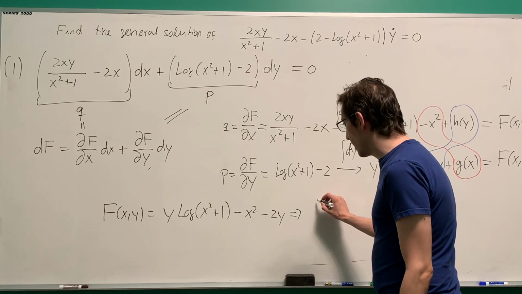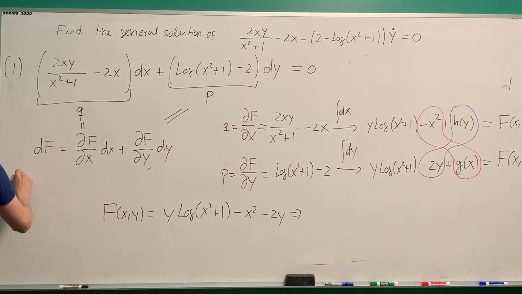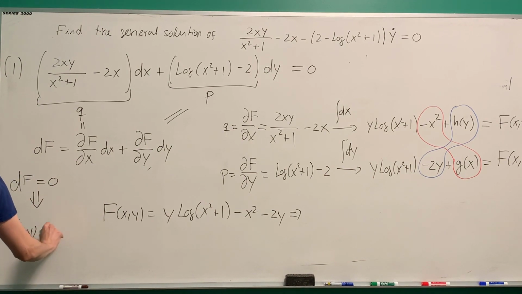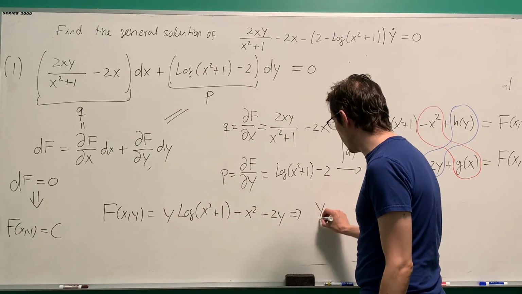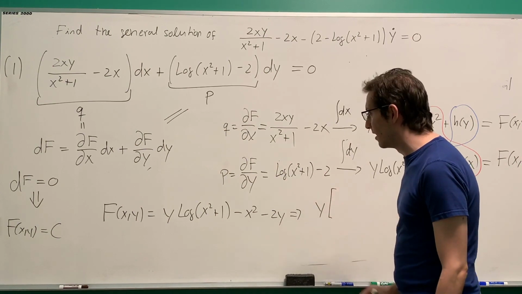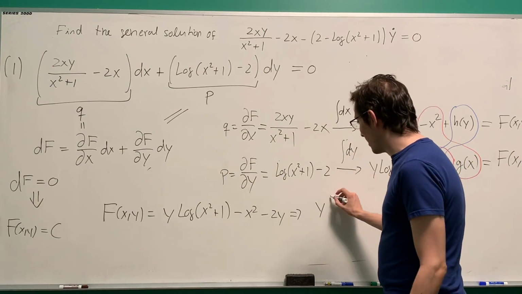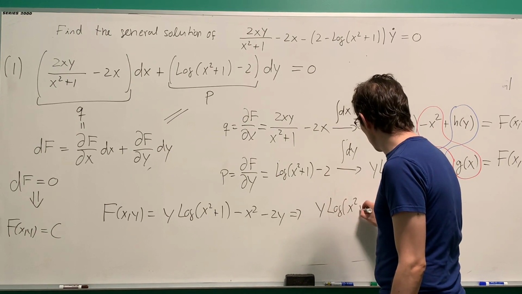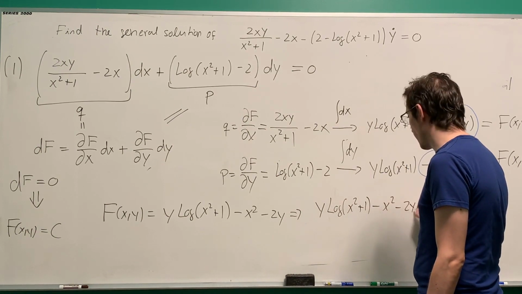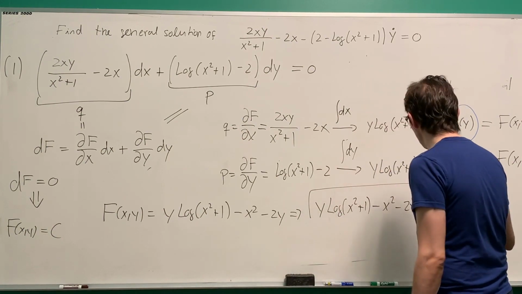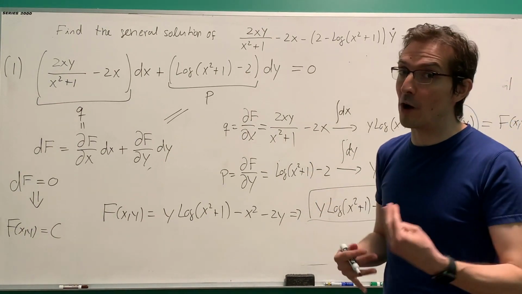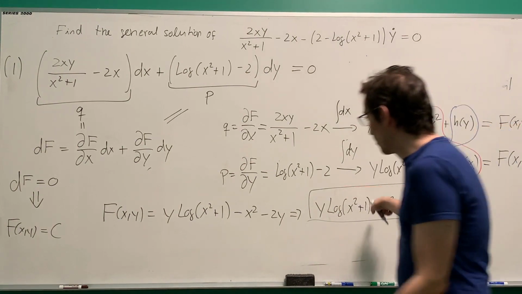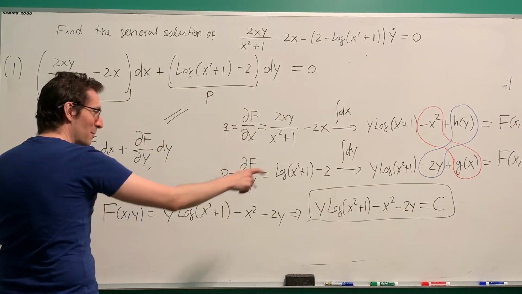So remember, if you have df equals 0 and you integrate the differential form, you get f of x, y equals a constant. And then what we get here is that the implicit solution would be y log of x squared plus 1 minus x squared minus 2y equals a constant. This is the implicit solution. This is not the final solution to the problem, because the final solution requires you to solve for y if you can, and that's actually very easy because this one is linear in y, with terms proportional to y only.